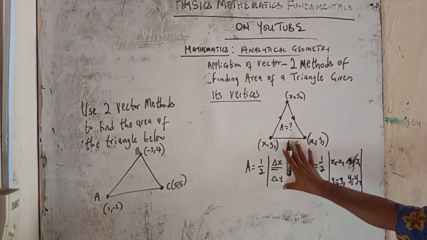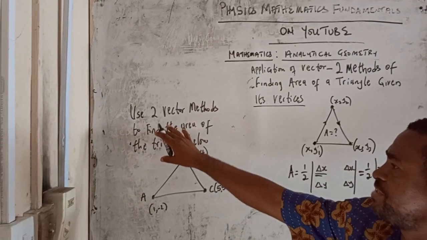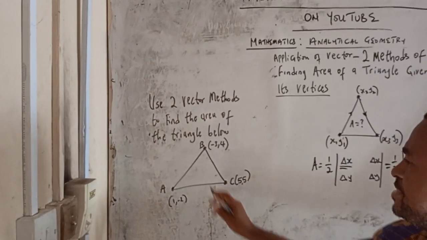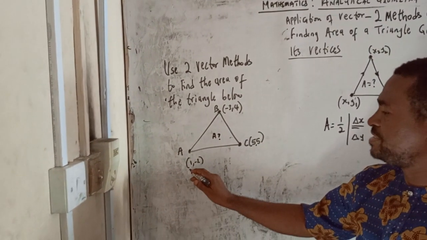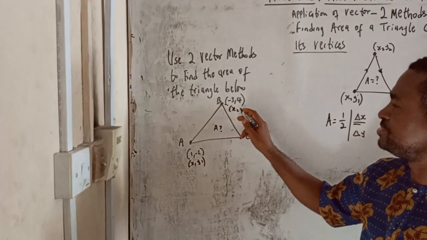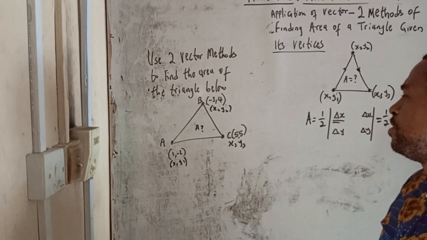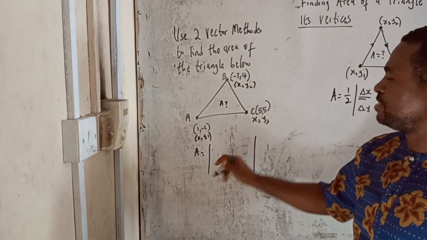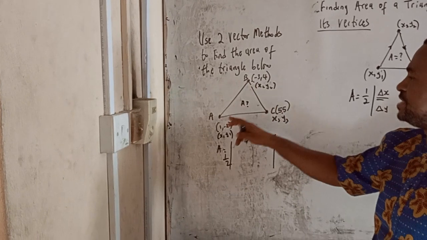Now, let's use this formula derivation to find the area of this triangle. The question says use two vector methods to find the area of the triangle below. Now, like I said, how do we find the area of this triangle? I will label this place as my x1, y1, and this place as my x2, y2, and this place as my x3, y3. So, the area of that triangle will now be the half of the determinant of the difference in the x coordinate here.